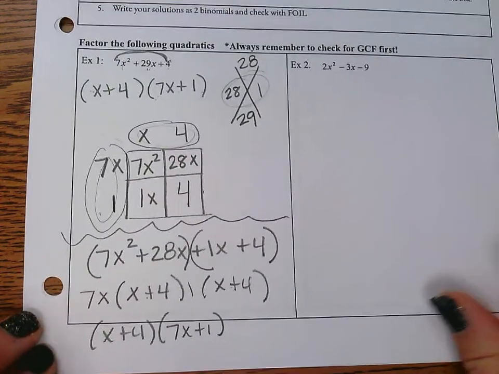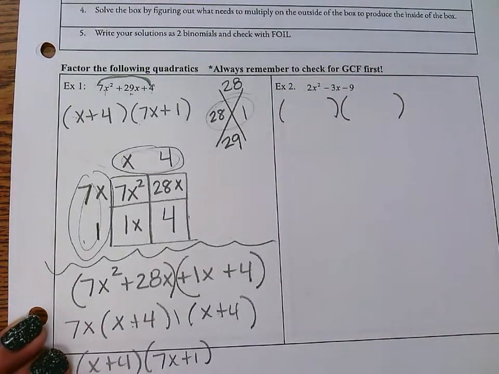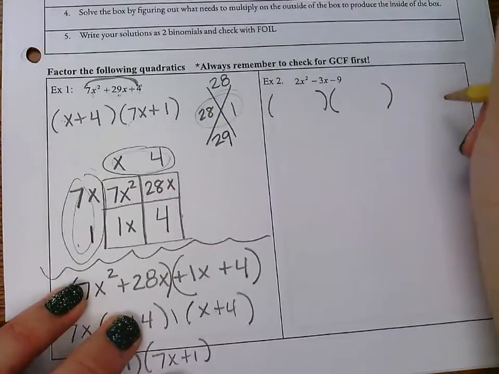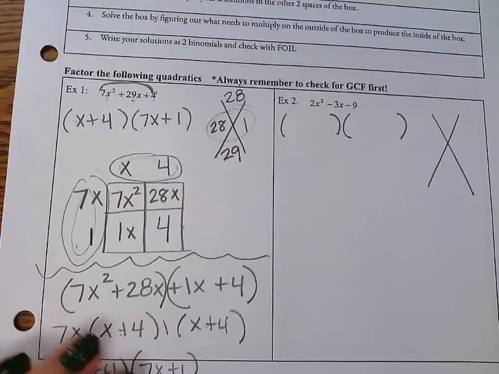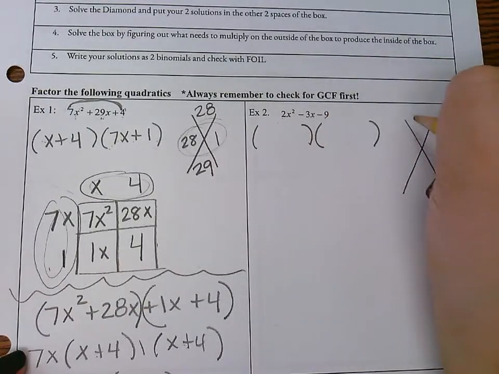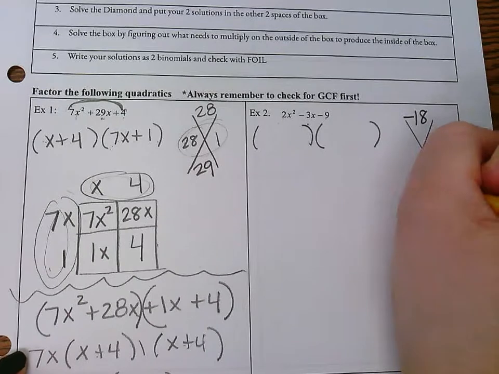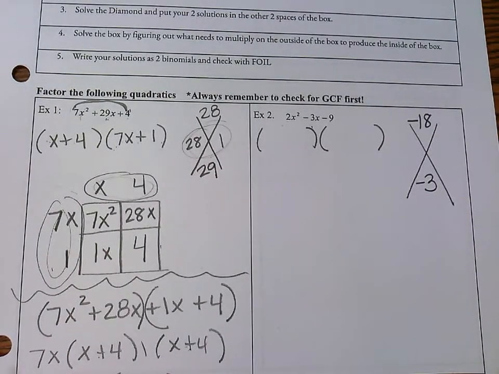So example 2, I know that my final answer is going to look like this. And I'm going to set up the diamond. So 2 times -9 is -18. -3 goes in the bottom of the diamond. So what factors would I want to use?